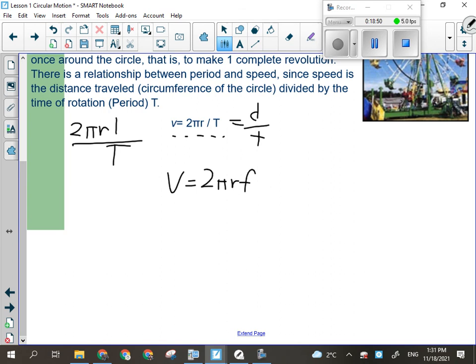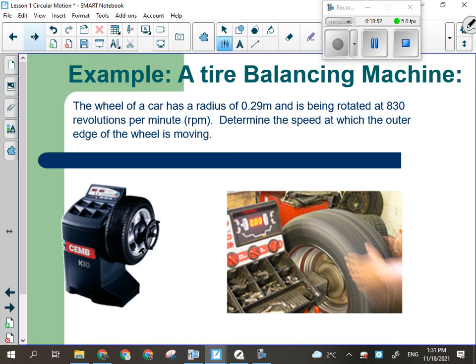All right, so back to this idea. We've got this wheel that has a radius of 0.29 meters. So they told us what r is. It's being rotated at 830 revolutions per minute.